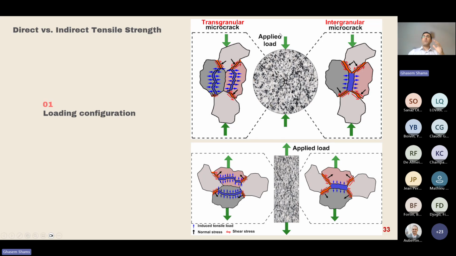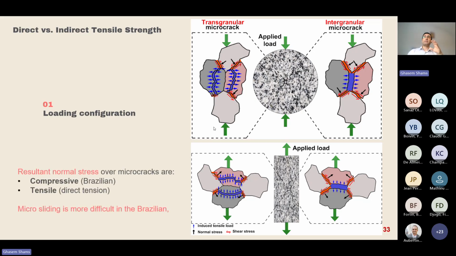In Brazilian loading, we apply compressive loads on both sides of the specimen, or just one side with the other side fixed. As a result of applying that compression, we induce a tensile load in the horizontal direction. Therefore, we have compression and we have an induced tension load. But in the direct tensile test, we apply direct tensile loads, so we have mostly tensile loads between grains or inside the grains.